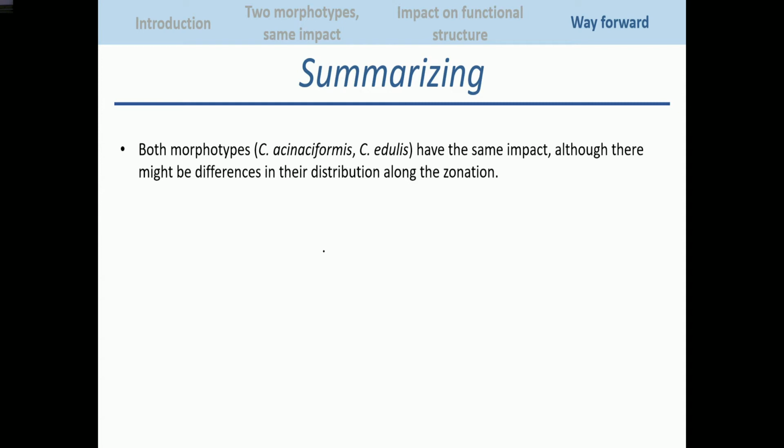both of the two morphotypes that are most common in Europe apparently have the same impact on the native communities, although there might be some differences in their distributions. This would be a topic to further analyze, not with this data that I have here, because to be able to analyze this, we will need some sort of random plots to test the distribution. These plots were not random. We were looking for Carpobrotus acinaciformis and Carpobrotus edulis, so there's no way of actually testing if they have different distributions or not.